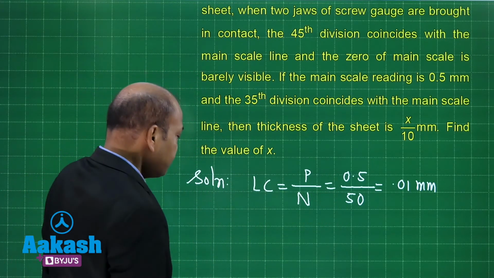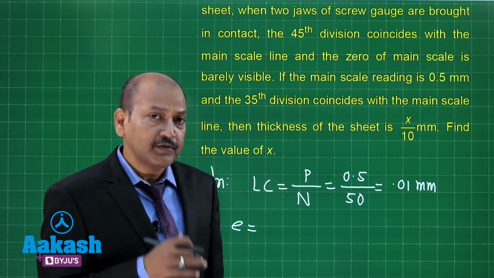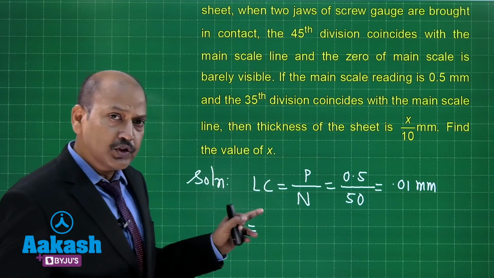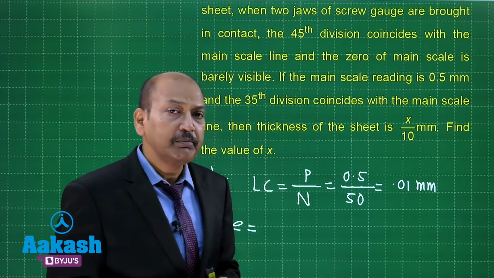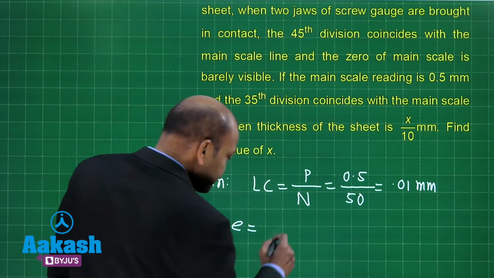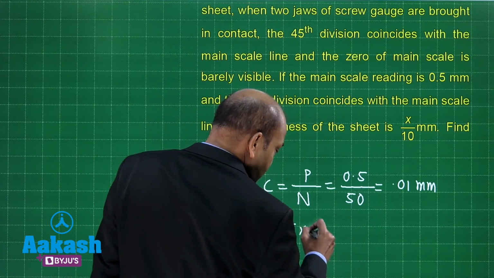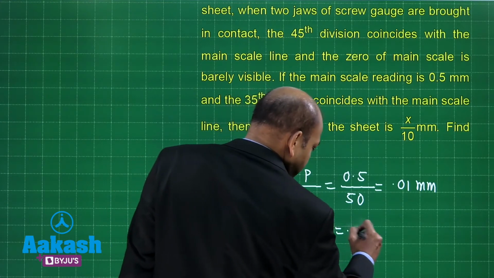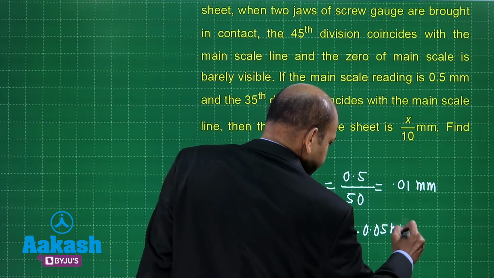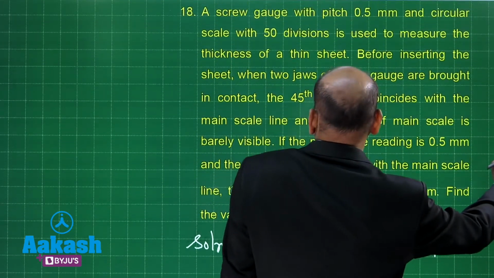What about the zero error? Zero error is equal to 5 divisions of the circular scale, and those 5 divisions of the circular scale will amount to 5 into 0.01 millimeter, but as I said, the zero error is negative. So, E is minus 5 multiplied by the least count or 0.01. So, that means it is minus 0.05 millimeter. That is as far as the zero error is concerned, and let us now look at the measurement.